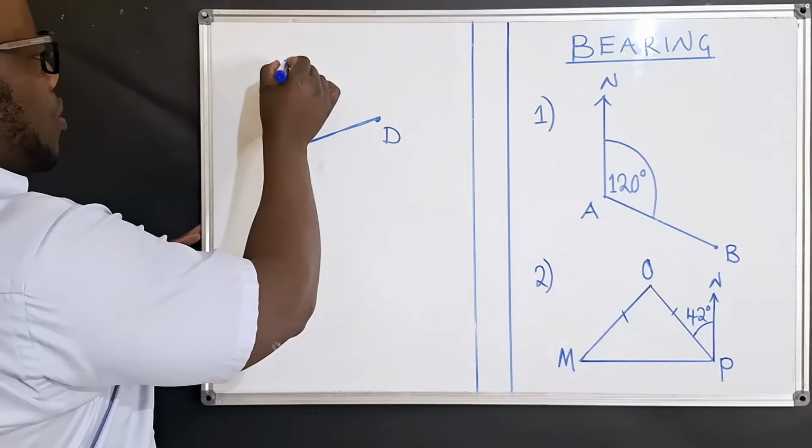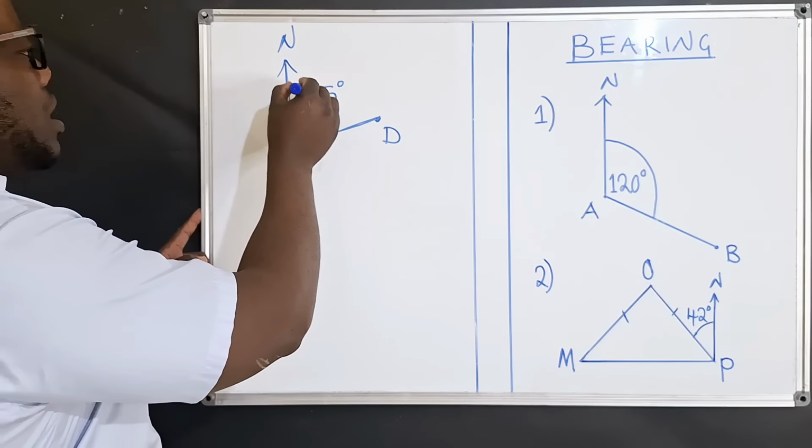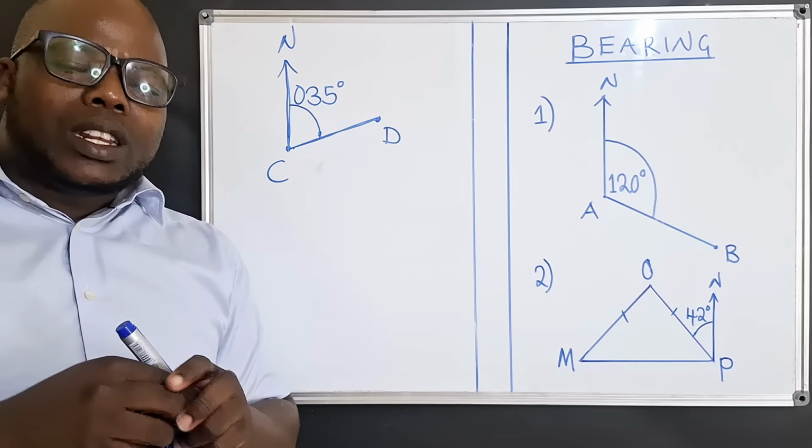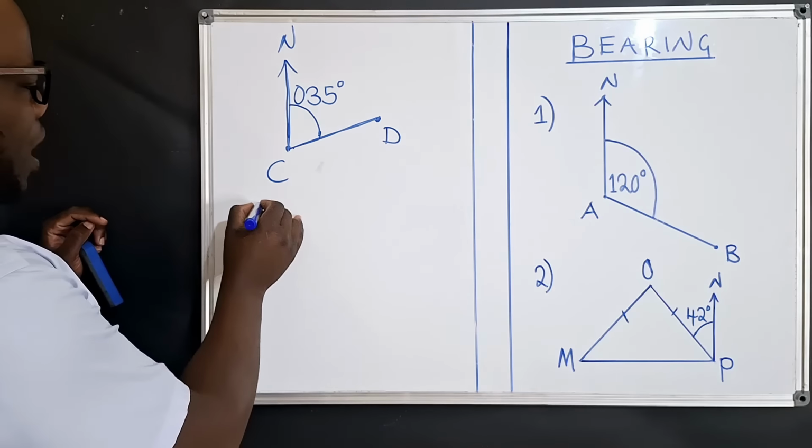We all know that we should have a north. This is north, okay? Pointing upwards, it's north. And these people, maybe they say, okay, the bearing right here, from here to here, it's 35 degrees. Remember, I'm writing 35 degrees. This is an angle. So to show that this is a bearing, it should have what? 035 degrees.